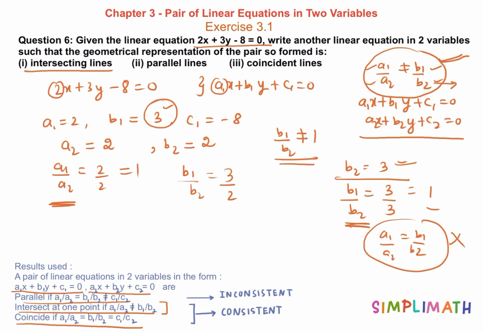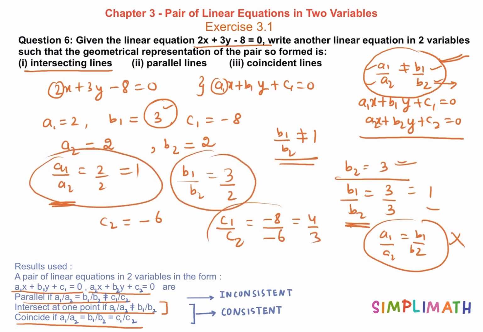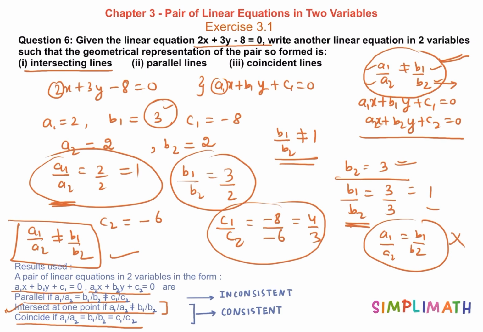And let us assume a value of c2 to be, suppose, minus 6. So what do we get for c1 by c2? We get minus 8 by minus 6, which equals 4 by 3. So this is a1 by a2, this is b1 by b2, and this is c1 by c2. From here I can say that a1 by a2 is not equal to b1 by b2, and this happens when the pair of linear equations are intersecting at one point.